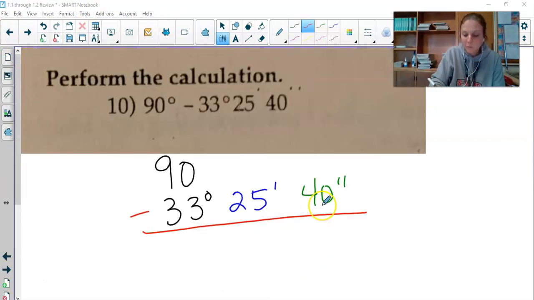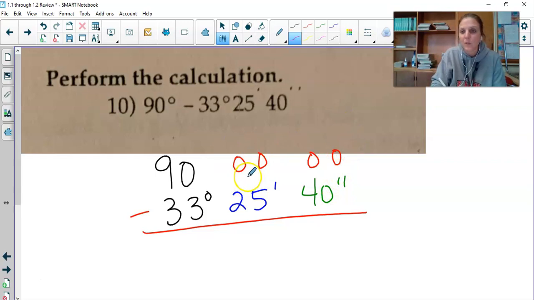So this is just a subtraction problem, and I'm going to go ahead and add in my zeros. I lined it up first. Now I'm adding in my zeros. When you are borrowing to get seconds, first you're going to try to borrow from the minutes, but you'll see that there's nothing here. So I'm going to have to go all the way over to the degrees column and borrow a degree. 90 minus 1 leaves you with 89.